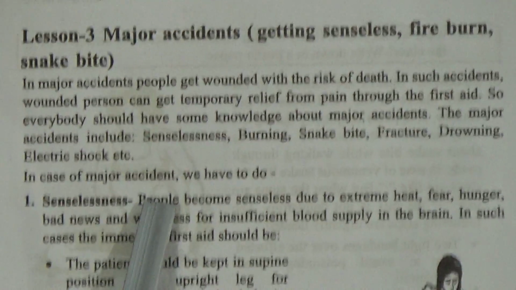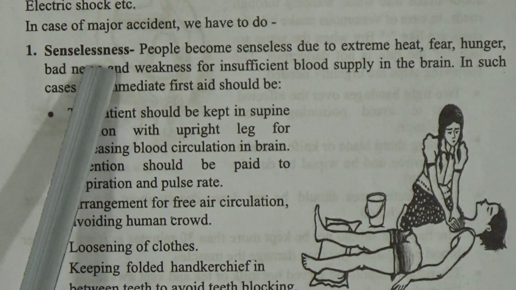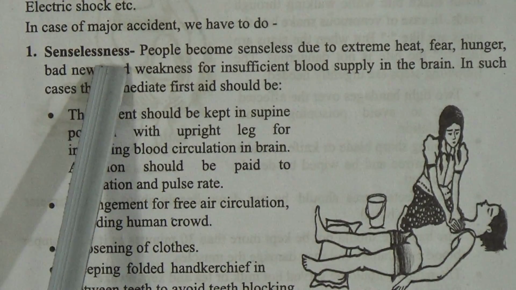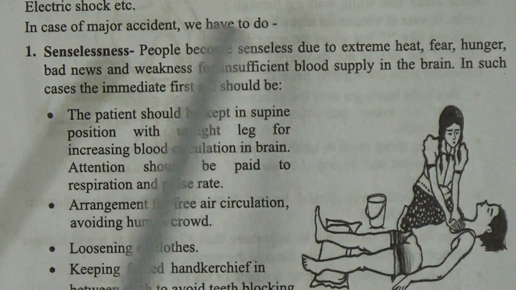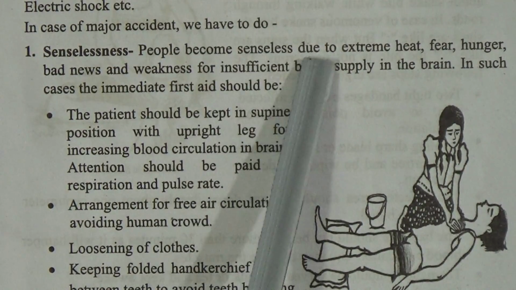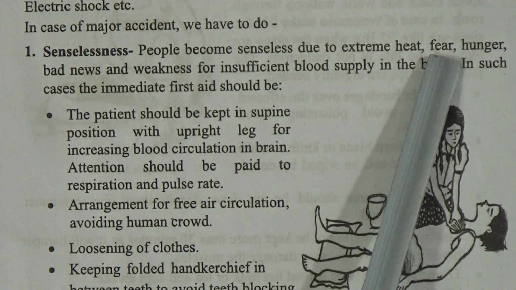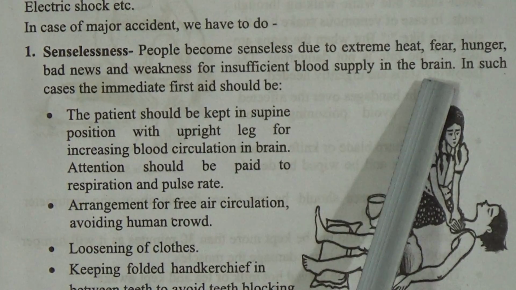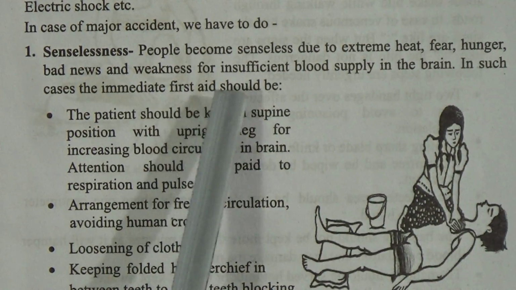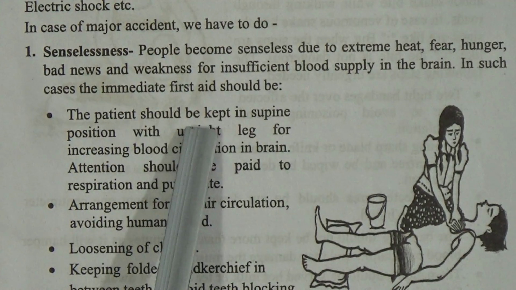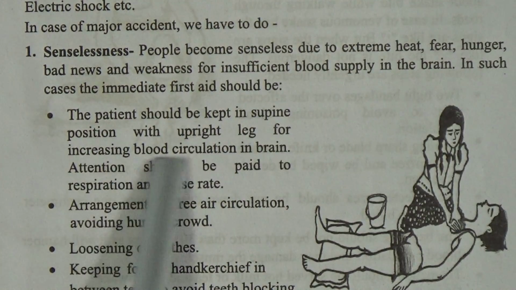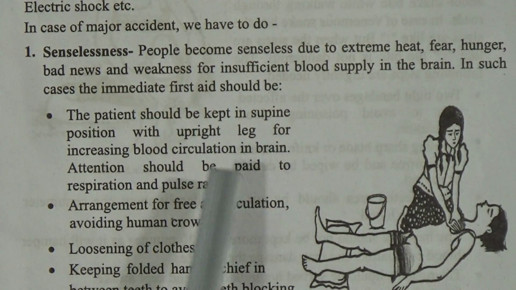In case of a major accident, we have to do number 1, senselessness. So if you find any person who has faced senselessness, what do you have to do? You have to follow these rules. People become senseless due to extreme heat, fear, hunger, bad news, and weakness from insufficient blood supply in the brain. In such cases, the immediate first aid should be: the patient should be kept in a supine position with upright legs for increasing blood circulation in the brain. Attention should be paid to respiration and pulse rate.